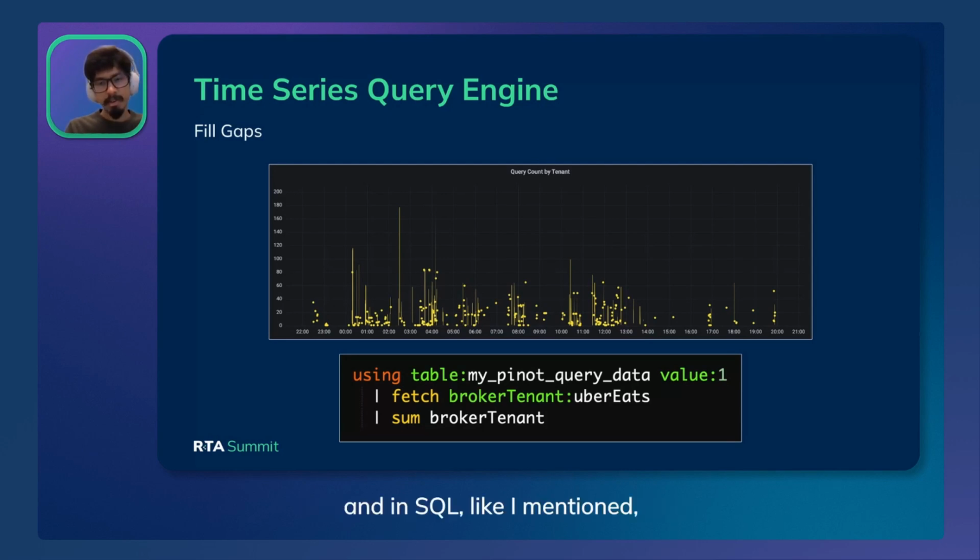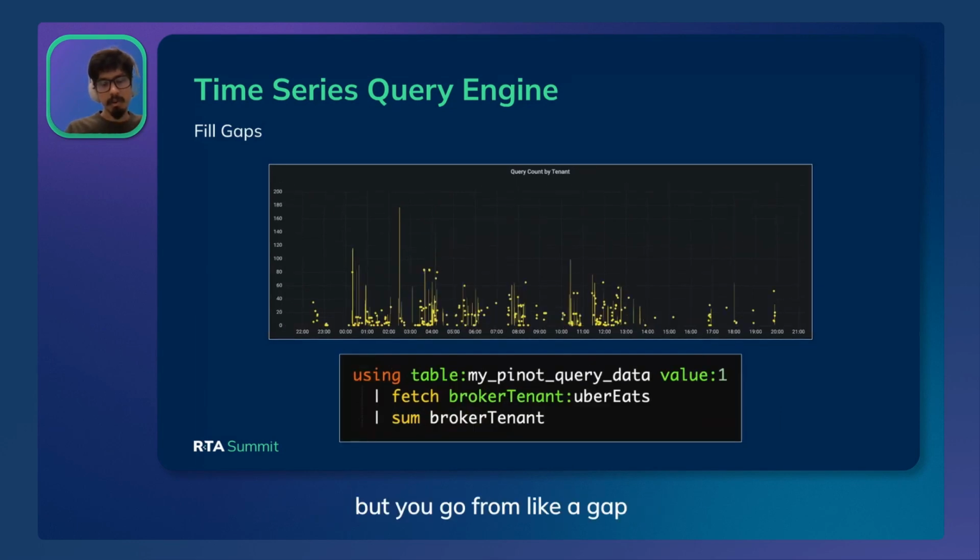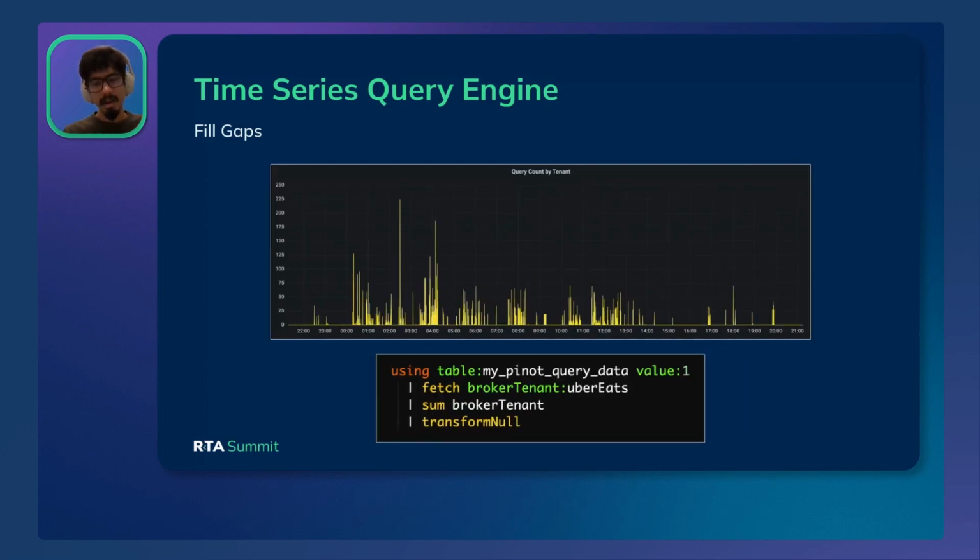And in SQL, like I mentioned, Pinot already supports a gap fill function, but that's quite hard to use. I think you can look at the documentation online for it. In M3 world, it is very easy. It's just a single word. I'll go back to the slide again just to show the transition, but you go from gap-full data to gapless data. And you can transform nulls to zero or any custom value. So that is also allowed. And it's very easy to essentially chain these operations and do whatever you want with them.